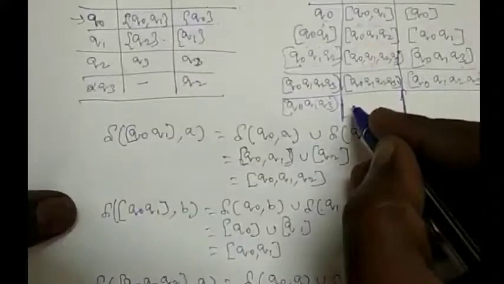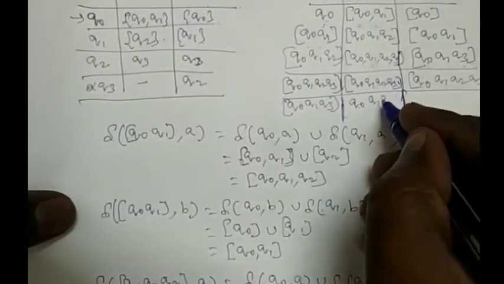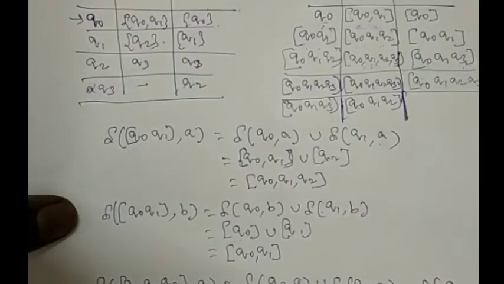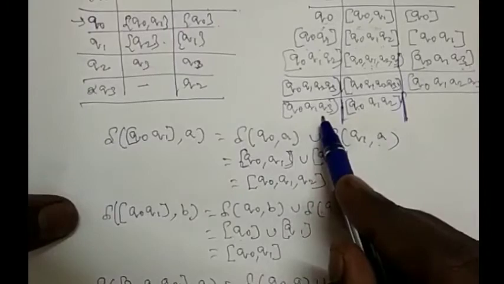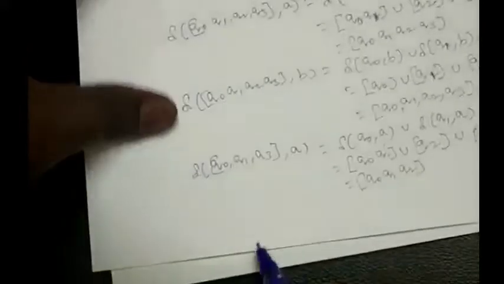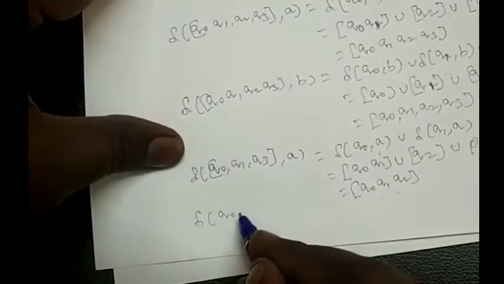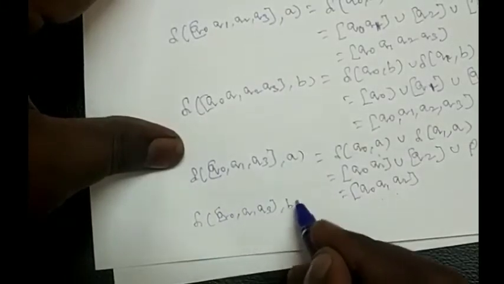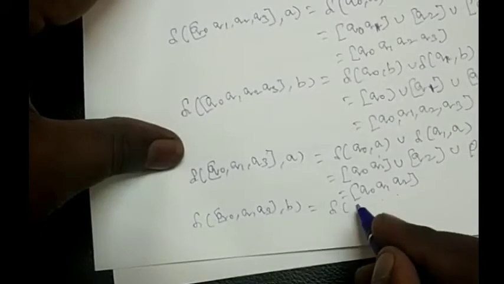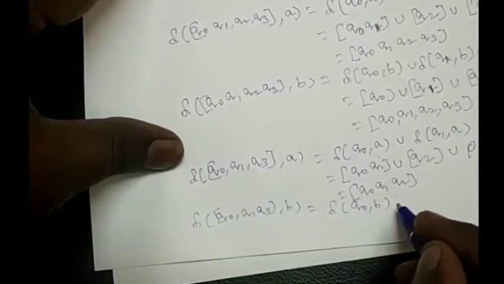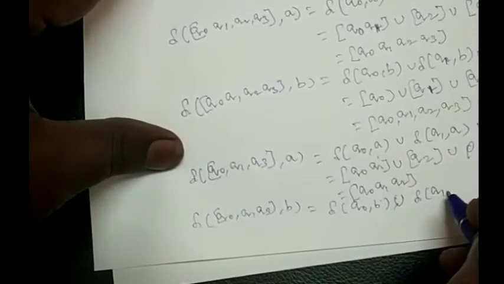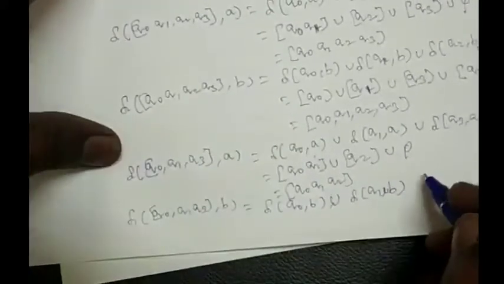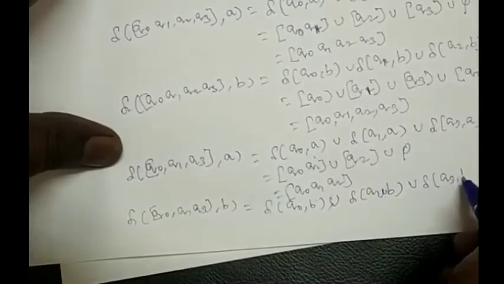So when I apply A, you have Q0, Q1 and Q2. Now the last entry is actually when I apply B in Q0, Q1 and Q3. So what happens? So I just make delta of Q0, Q1, comma Q3, comma B. So it can be abbreviated as delta of Q0, comma B, union of delta of Q1, comma B, and union of delta of Q3, comma B.